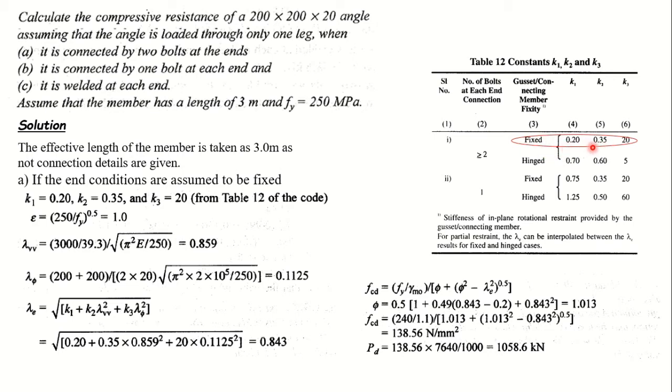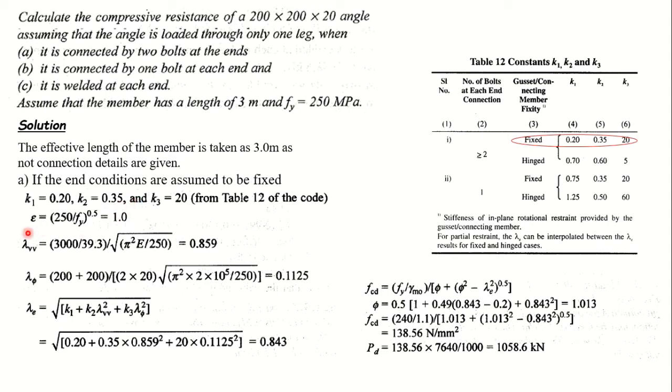So K1 is 0.2, K2 is 0.35 and K3 is 20. These have been taken from Table 12 of the code. And what is the ratio epsilon? Epsilon is the square root of 250 by Fy. Since Fy is 250 MPa, that is 250 Newton per mm square, this comes out to be 1.0. If not given, don't worry, just go ahead with 250. This is the common yield stress we adopt for Fe 410 grade. So epsilon comes out to be 1.0.